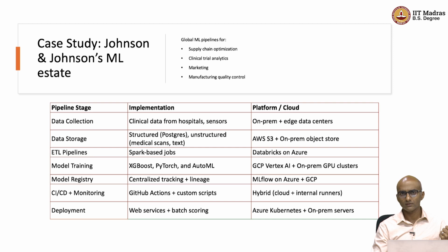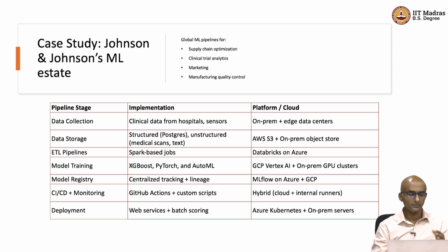The first is supply chain optimization. Second is around marketing analytics. Third is around clinical trials, which is specifically for their pharma unit. And then quality control in manufacturing, which applies to both the pharma unit as well as the FMCG units as well. So multiple stages to how the pipelines are engineered. We've seen these definitely in our model development lifecycle, but how do they deal with it?